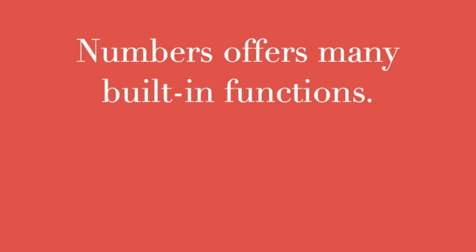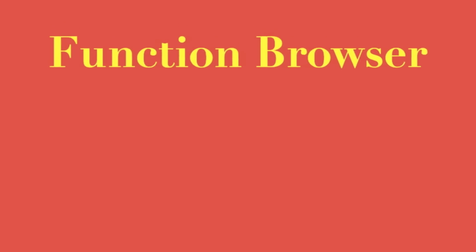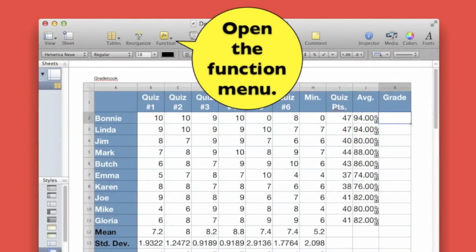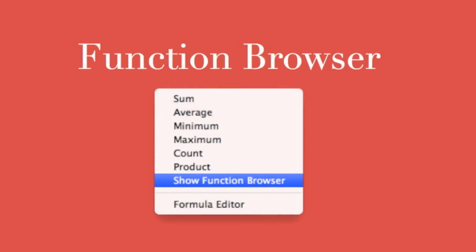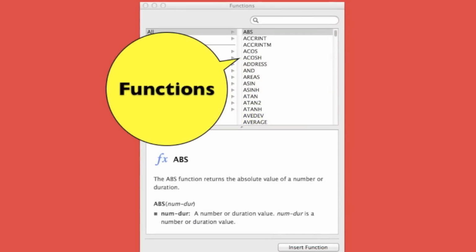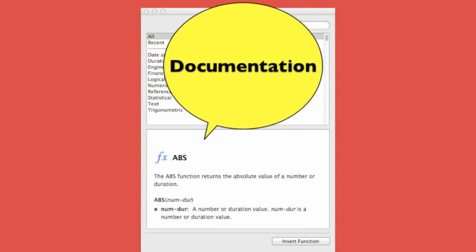Numbers provides many built-in functions, and we can learn about them using the function browser. Just open the function menu and then select the Show Function Browser option. The function browser lists all of the function groups on the left side, and each function within a group on the right. Below, we find the documentation for our selected function.